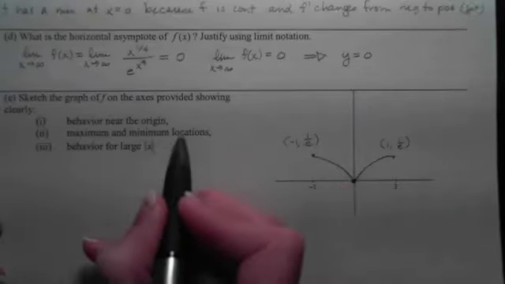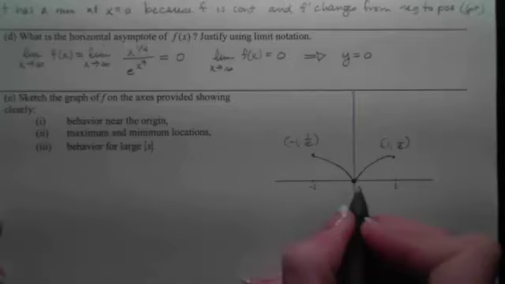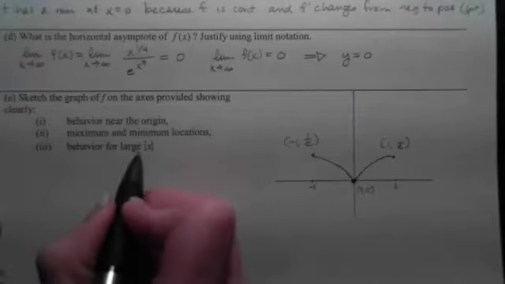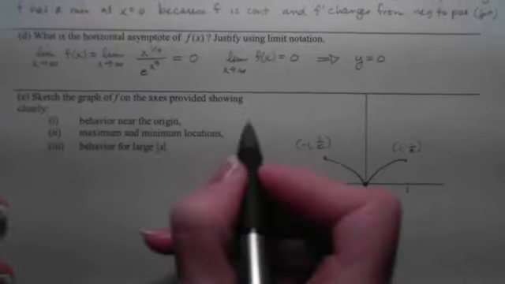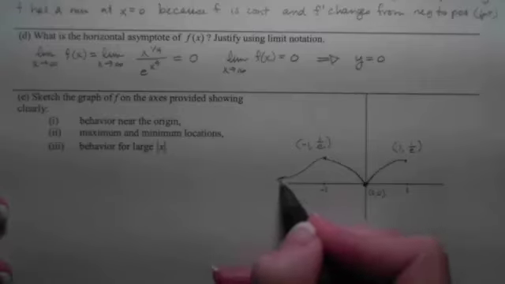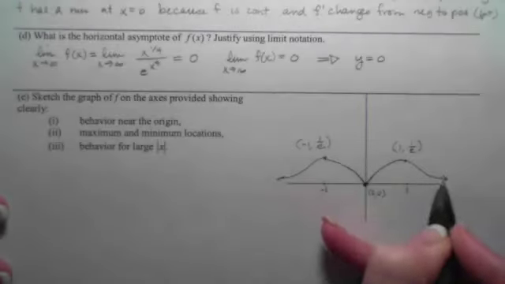And then we want the max and min locations. Well, we've got that. Here's my 0, 0. My locations at 1 and -1. And now we need behavior for large x. Well, that behavior comes from the horizontal asymptote. So we'll roll back down and get close to 0.